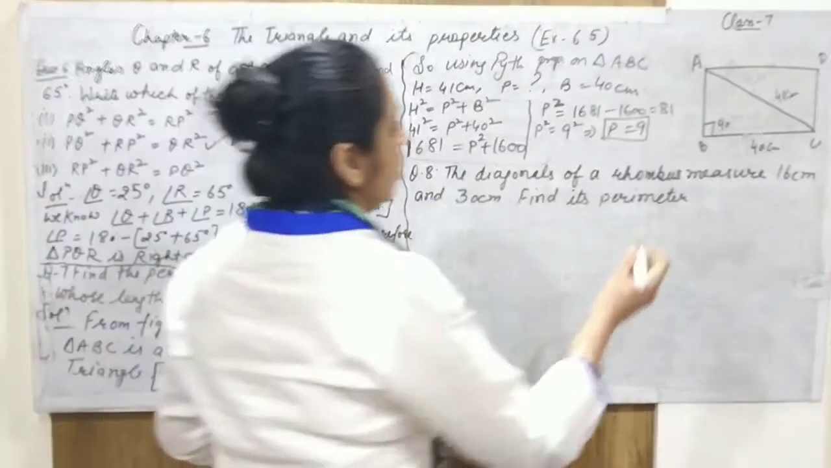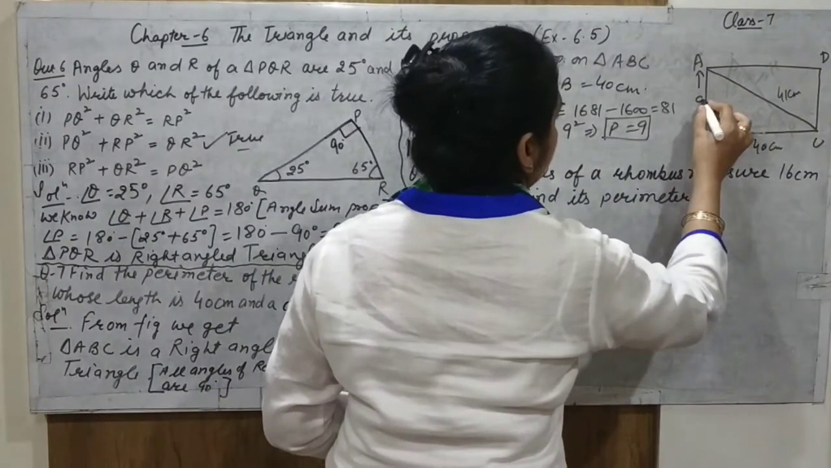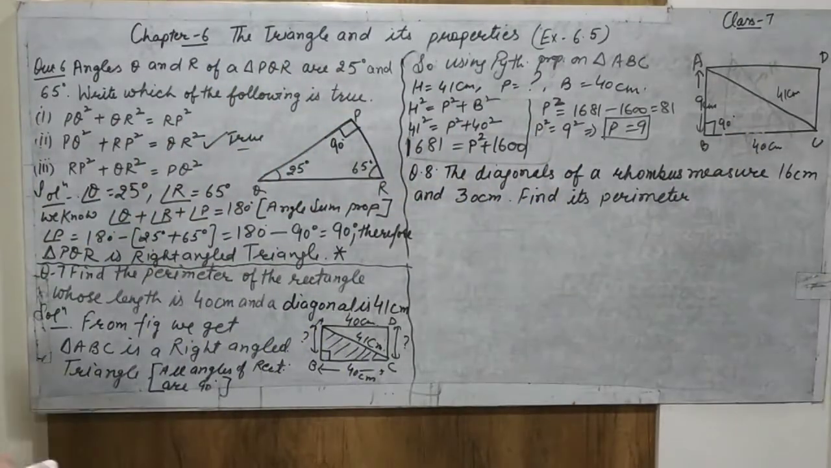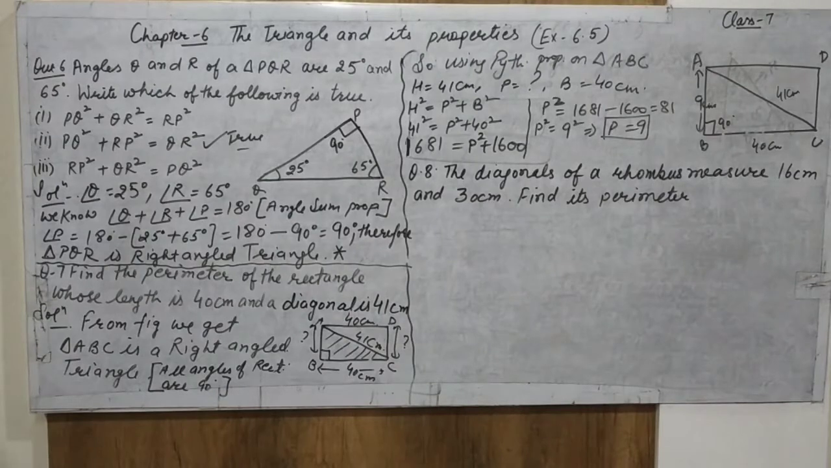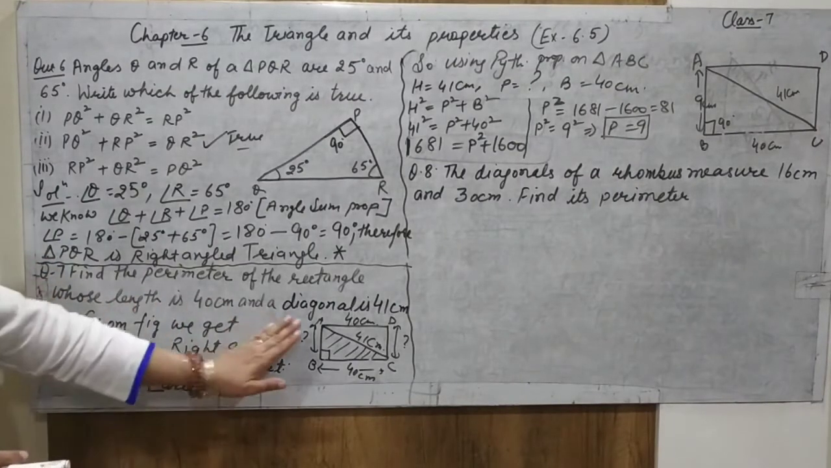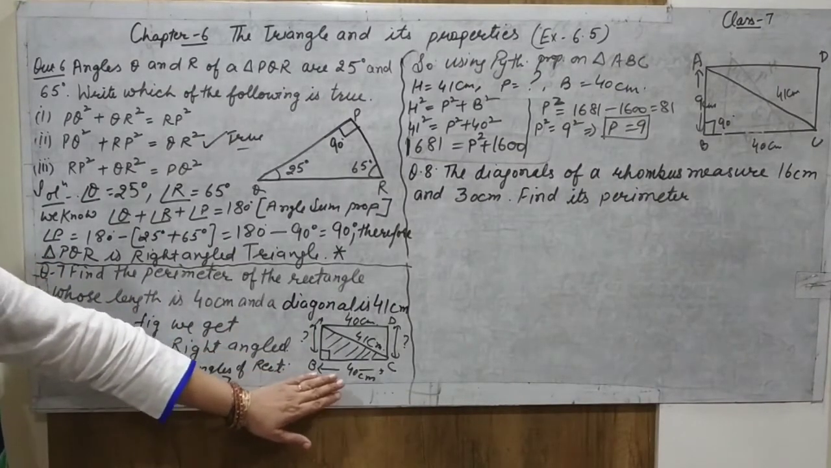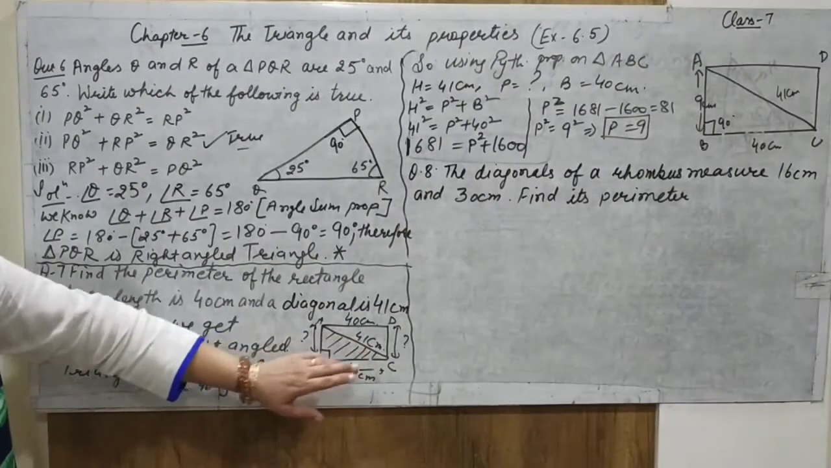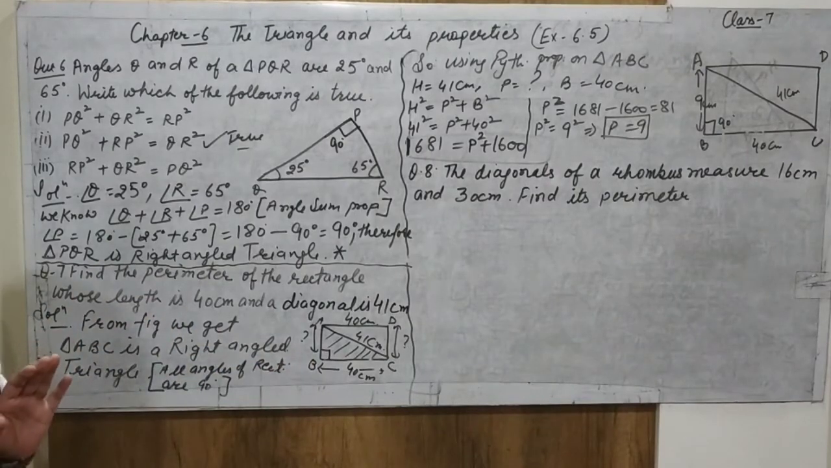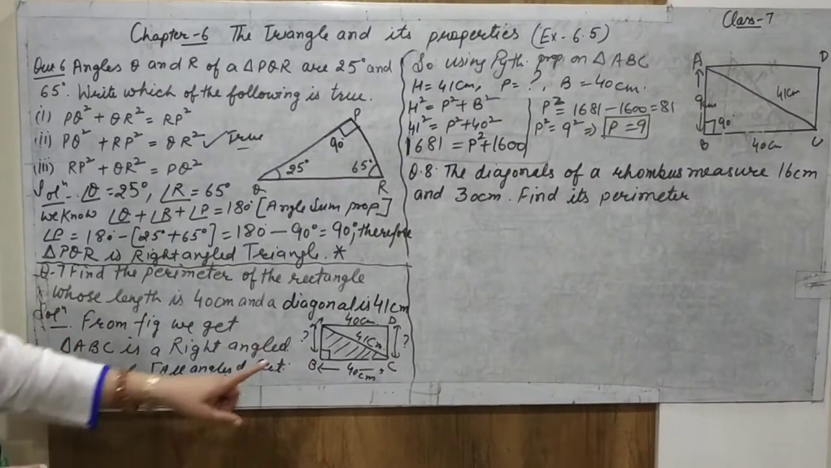Which side is equal to 9? This side is equal to 9 centimeter. Alright, now up to this, what we understand? First of all, understand that one, then we move further. Find the perimeter of a rectangle whose length is given, a diagonal is given. From the diagram, this is the length, this is diagonal. We don't know about the breadth, that's why we can't find out the perimeter. So to find out the perimeter, we require breadth.